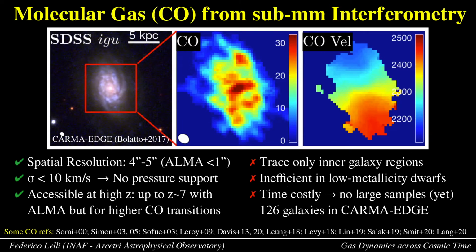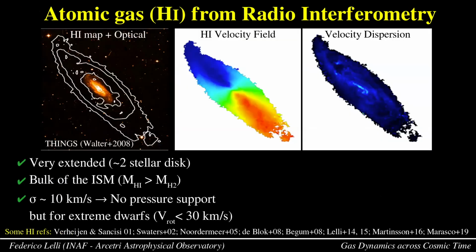Moreover, the CO line becomes inefficient in low metallicity dwarf galaxies because of the conversion factor between H2 and CO, and interferometry is time costly. So at the moment, we don't have very large samples. To make an example, the Kaamaa-Edge survey is one of the largest surveys in CO over the past years, and it has 126 galaxies, which of course is much less than the several hundreds that we have with the optical IFU surveys. Finally, the atomic gas can be probed using HI interferometry at 21 centimeters.